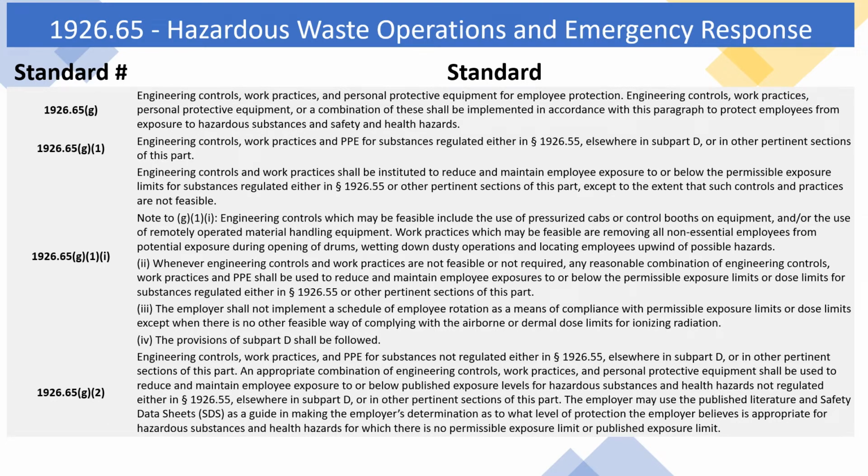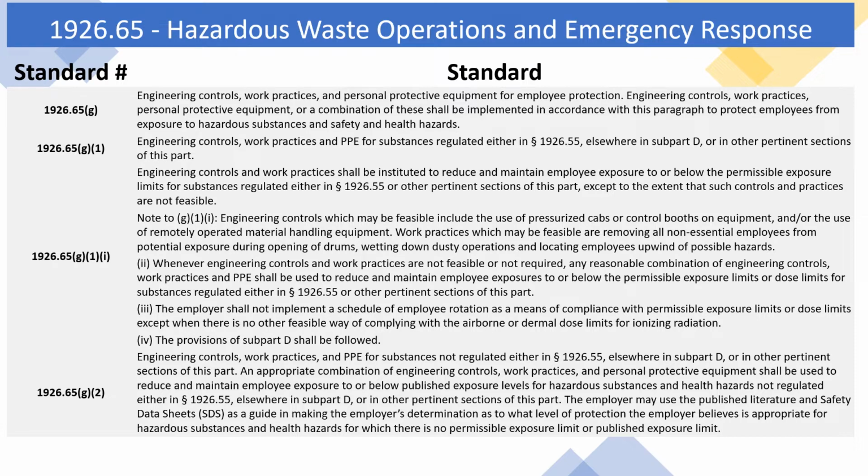1926.65 G. Engineering controls, work practices, and personal protective equipment for employee protection. Engineering controls, work practices, personal protective equipment, or a combination of these shall be implemented in accordance with this paragraph to protect employees from exposure to hazardous substances and safety and health hazards. 1926.65 G1. Engineering controls, work practices and PPE for substances regulated either in Section 1926.55, elsewhere in Subpart D, or in other pertinent sections of this part.